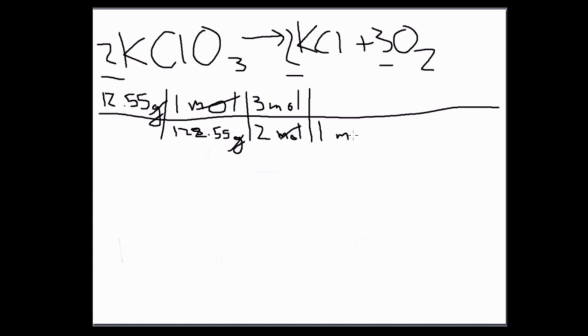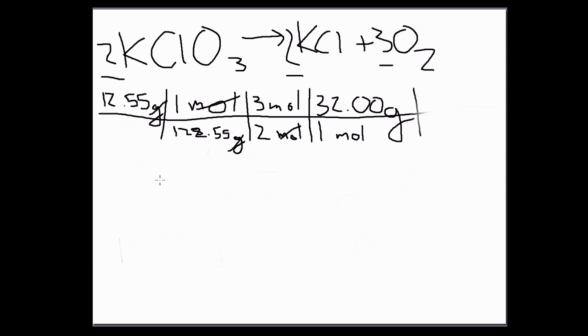So 1 mole of O2 gas weighs, I believe, let me check real quick. Yeah, 32.00 grams. Now if you plug that all into your calculator, you multiply everything on top and divide everything on the bottom, then you are going to get how many grams of oxygen gas were produced.